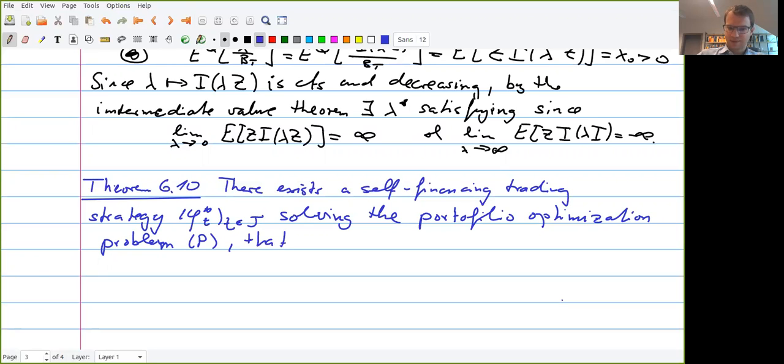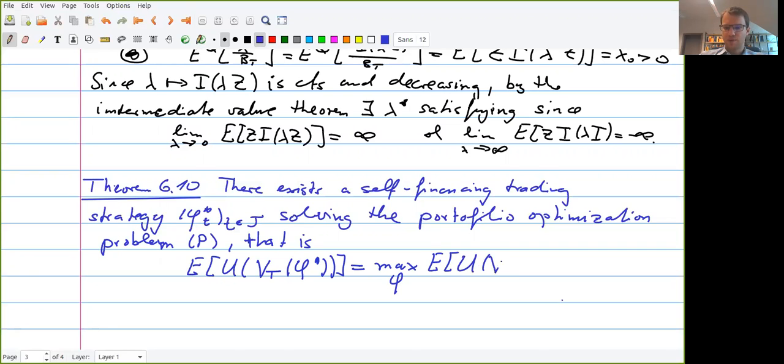Okay, what does it mean? So this is now what the statement is. This means if I consider the expected utility of the terminal value generated by trading the market with respect to phi prime, this is equal to the maximum over all self-financing trading strategies, which start with the same initial capital, and then I consider the maximum of all expected utility of the terminal value with respect to these trading strategies.